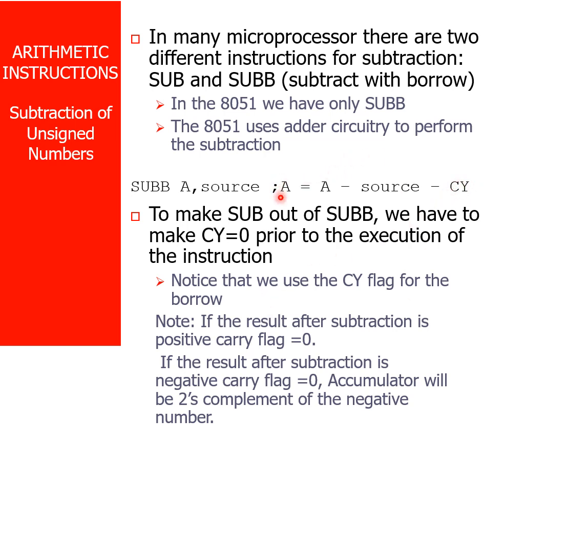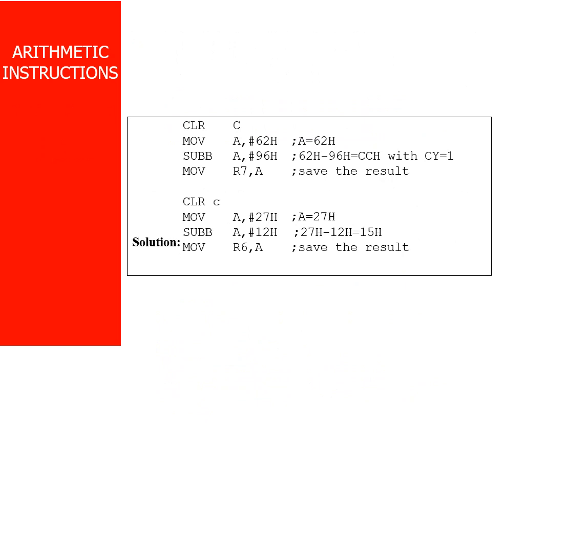Whenever the result is negative, carry flag will be 1 and the result will be in 2's complement form. That is the only thing you have to remember here. Then you can solve any question. Whenever the result is positive, carry flag will be 0. Whenever the result is negative, carry flag will be 1. And where will the result be available? The result will be available in the accumulator. Let us see one example.